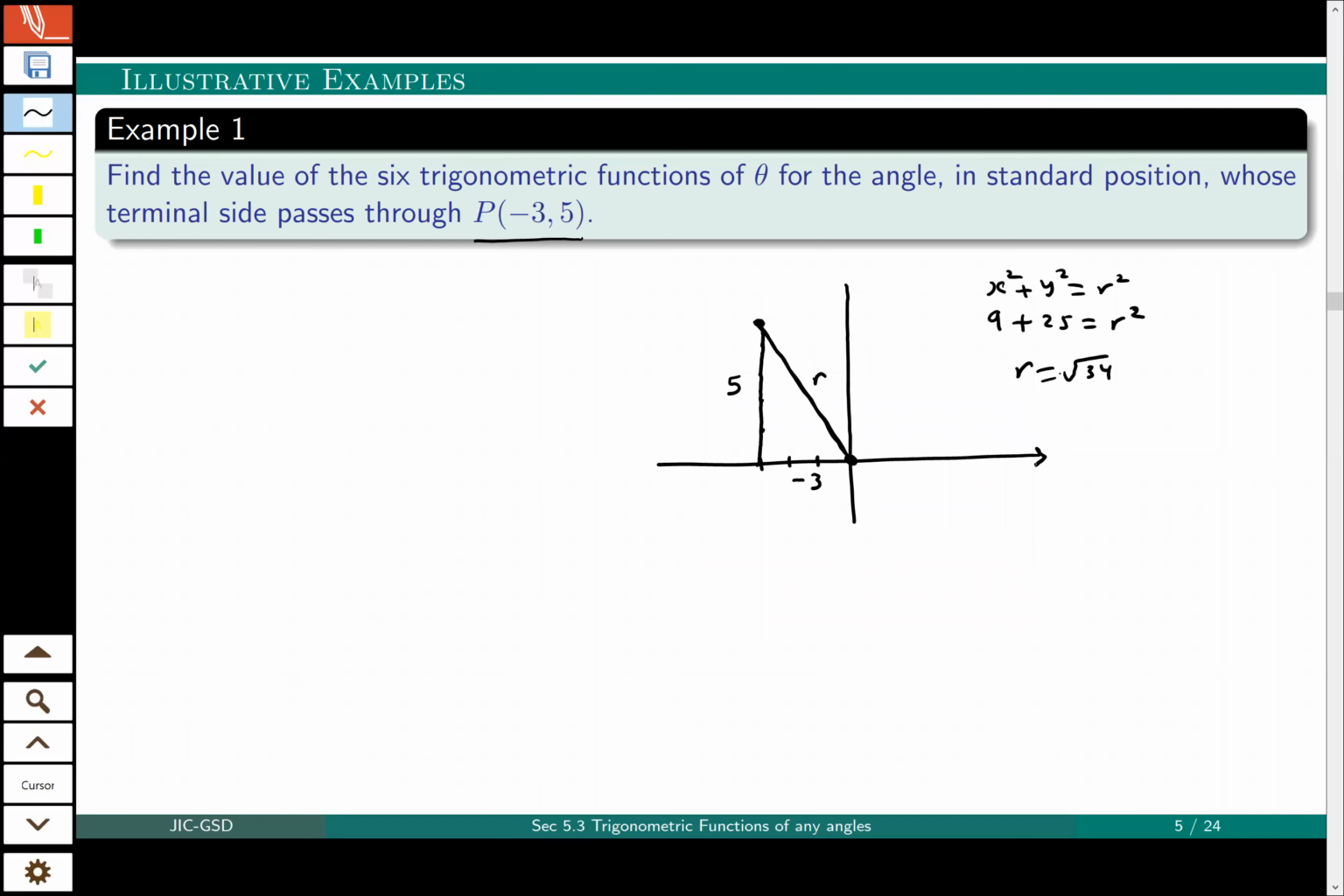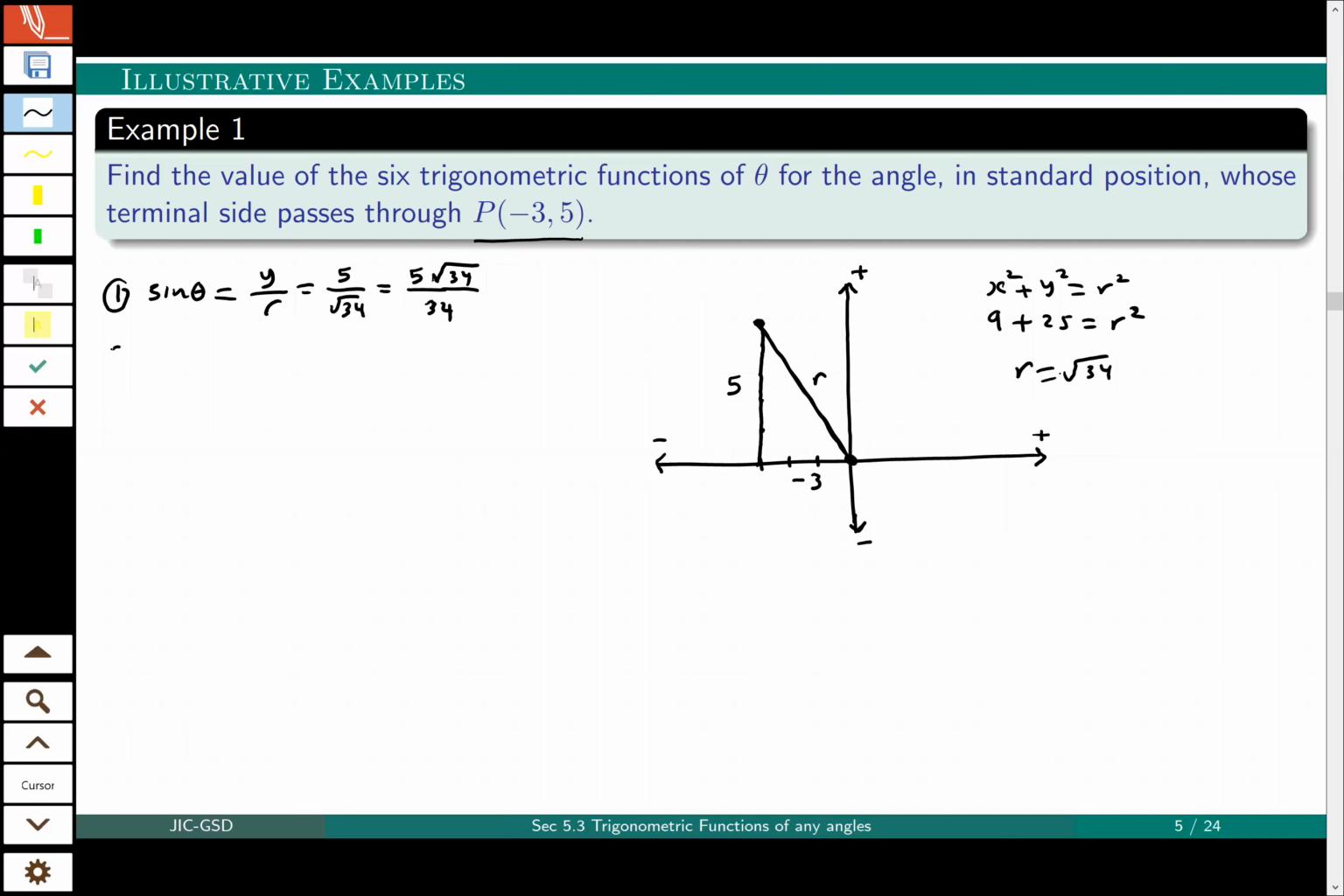Remember, always we have a common sense. X direction to here is positive. X direction to here, it's negative. Upward, y direction is positive, and downward, y direction is negative. So he needs the 6 trigonometric functions. So basically it's sine theta, which is y divided by r. So y is 5, r is square root of 34, which can be written as 5 square root of 34 over 34 when we multiply by the conjugate.